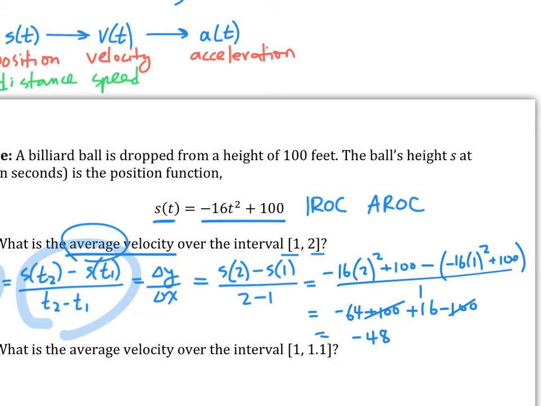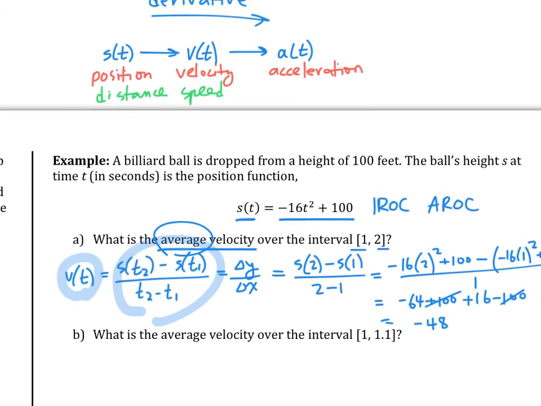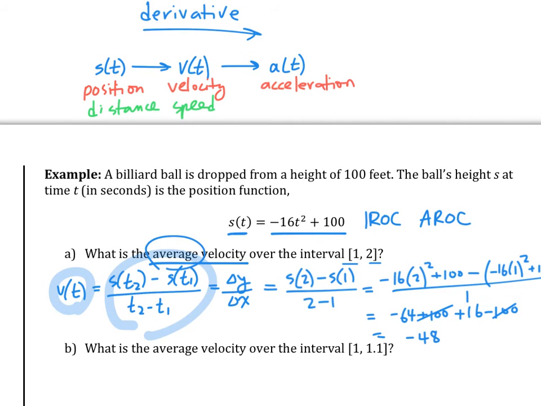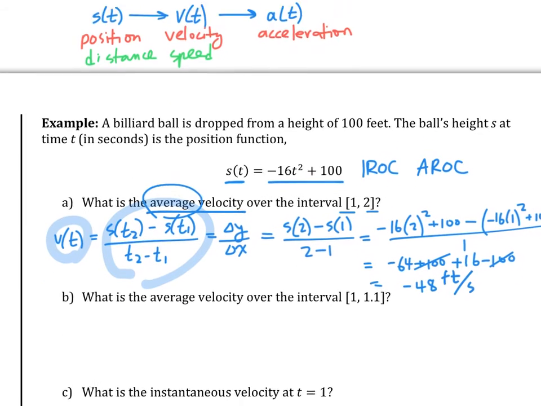Now let's try to put in the unit. What's the unit of velocity? Velocity is always distance over time. So we know that distance unit is in feet. The time unit is in seconds, so this is feet over seconds.